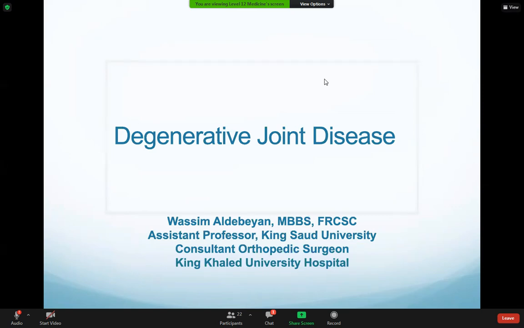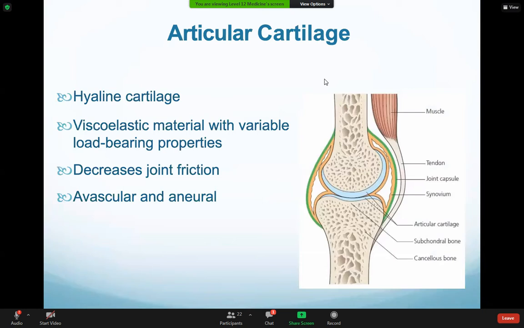For the first lecture, we'll start with articular cartilage. Articular cartilage is made up of hyaline cartilage. It's a viscoelastic material with variable load-bearing properties. It decreases joint friction, and it is avascular and aneural, meaning there are no blood vessels or nerve endings in the cartilage.